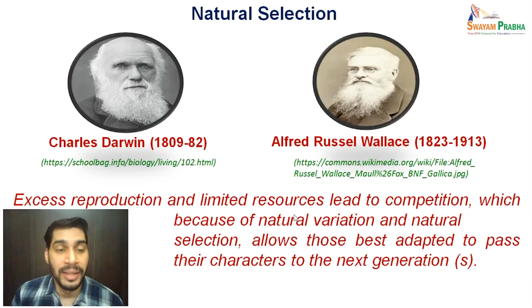Here you can see both Charles Darwin and Alfred Russel Wallace, and these lines briefly summarize what we mean by natural selection. It says that excess reproduction and limited resources lead to competition, which, because of natural variation and natural selection, allows those best adapted to pass their characters to the next generation. So it clearly says that there is always excess reproduction, but resources are limited, which ultimately leads to competition. And this competition can be intraspecific competition, interspecific competition, and competition with the environment as well, which, because of natural variation and natural selection, allows only those individuals which are best adapted to the environment to pass on their characteristics to the next generation. So that means only those are reproductively fit.